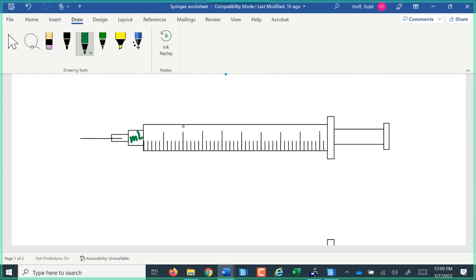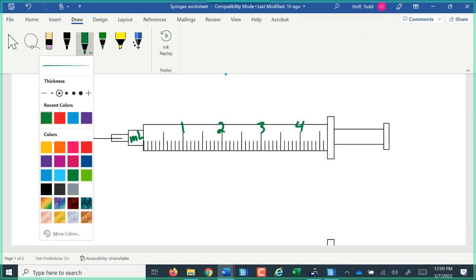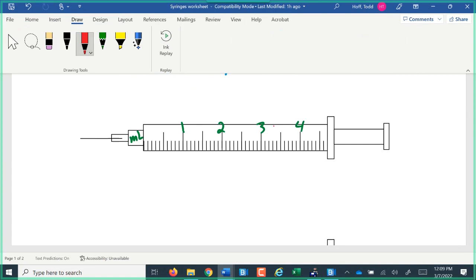So let's say that this one is marked 1, 2, 3, 4, and it is filled. Let's go right to here. I'm going to give you a minute or so in your notes to look at that and figure out just how full that syringe is.